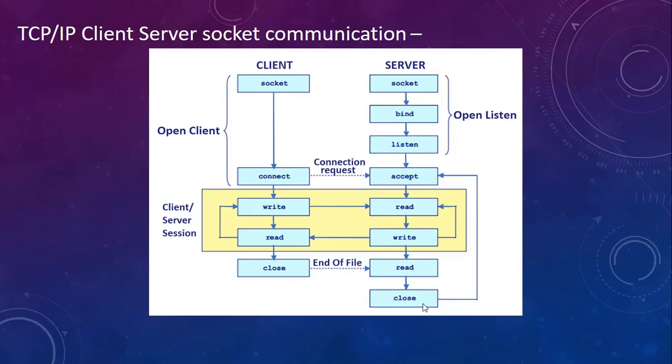Then suppose client wants to send another data, again client can send the connect request here. Once server accepts it, it can again do this. Once the connection is closed, again it will start listening, and once the connection request comes, if server wants to again accept, it will call the accept method, otherwise it can reject. So this communication will go on. This is called a TCP/IP client server socket communication.